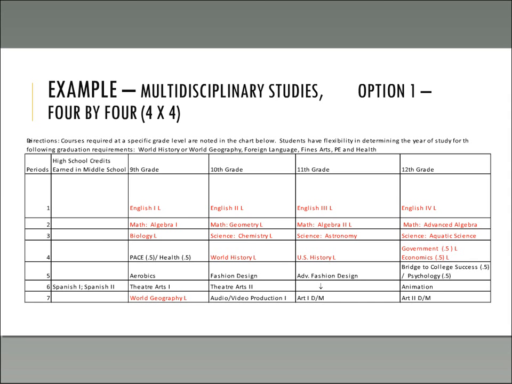And they've even earned the arts and humanities endorsement because they have 2 years of 2 different fine arts credits. They have 2 years of theater arts as well as 2 years of art. And then they also have earned the business and industry endorsement, option 1, by being able to take fashion design, advanced fashion design, and animation. And you can also see how this student completed their foreign language requirement in middle school. So that opened up a lot more opportunities for them to take other classes that they might have been interested in.